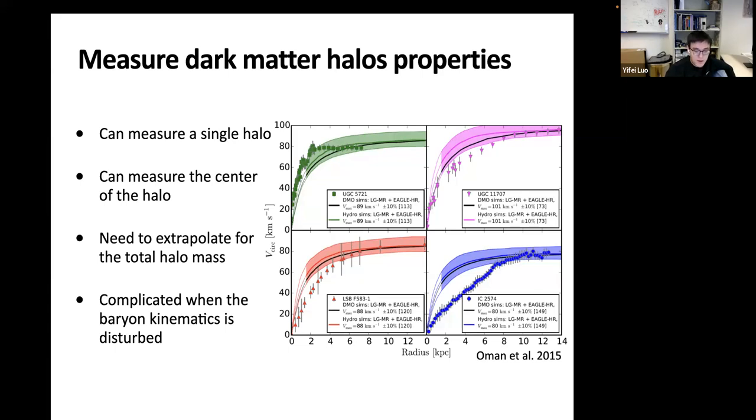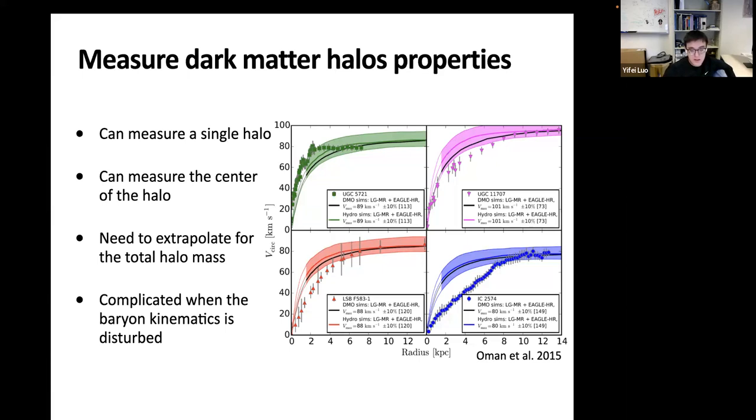And there's also a disadvantage regarding the kinematics, because to measure the dark matter halo property from a rotation curve, you first need to understand the rotation. However, not all galaxies have ordered rotation, especially dwarf galaxies. They can be disordered, or disturbed by interactions or stellar feedback. So the rotation curve can be very complicated to calibrate and to use to measure the halo properties.